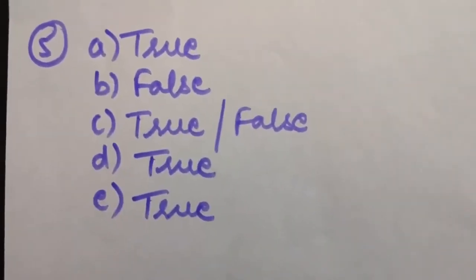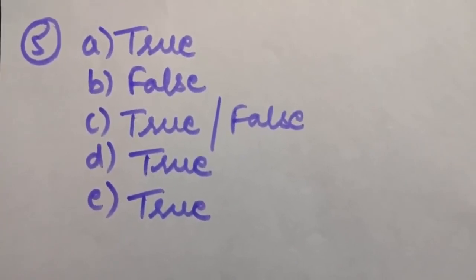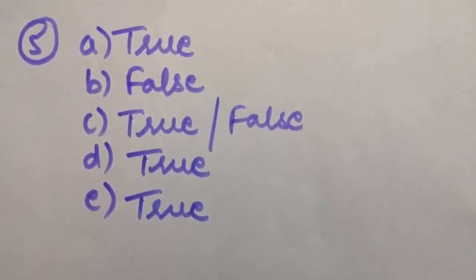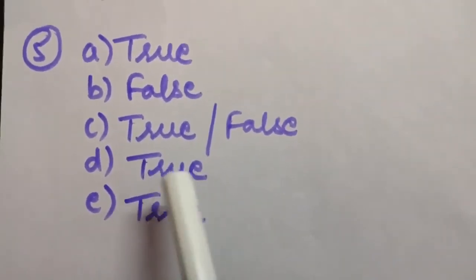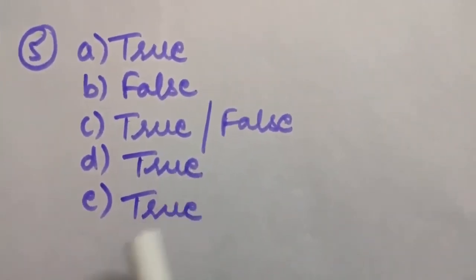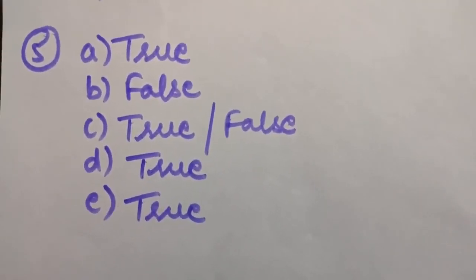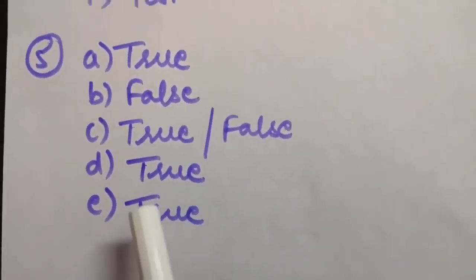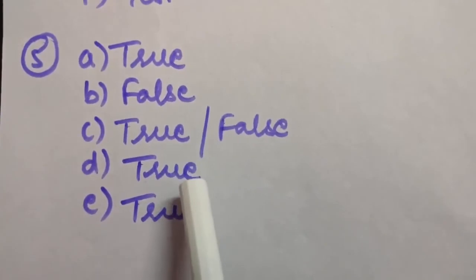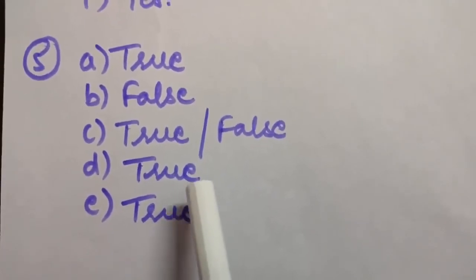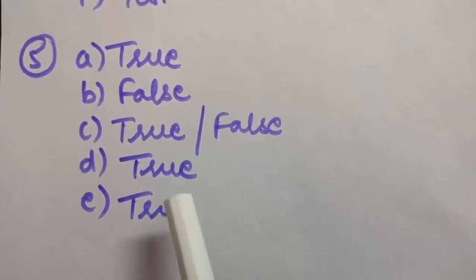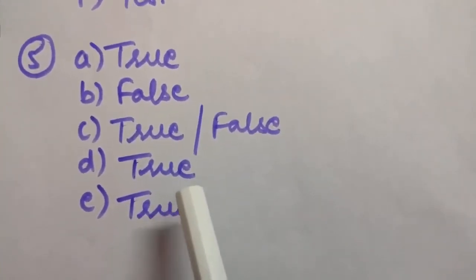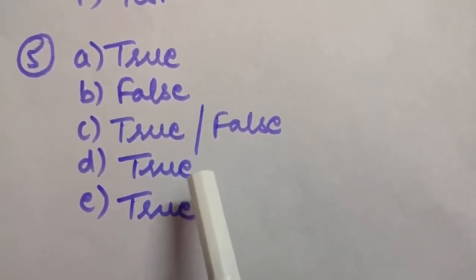D part says the average speed of a particle is either greater or equal to the magnitude of average velocity. This is true, because as you know, average velocity is directly proportional to the displacement, and average speed is directly proportional to the distance traveled. Now, distance traveled is always greater than or equal to displacement. Therefore, average speed is also either greater than or equal to average velocity.